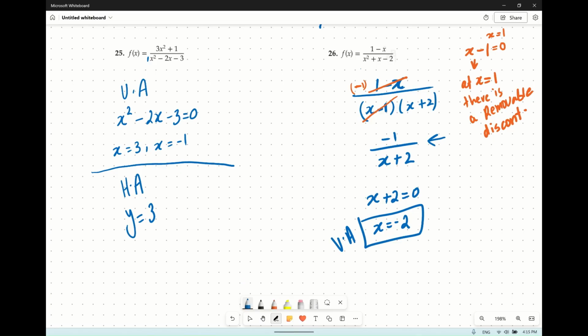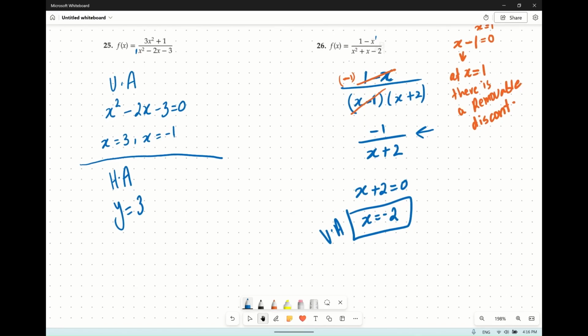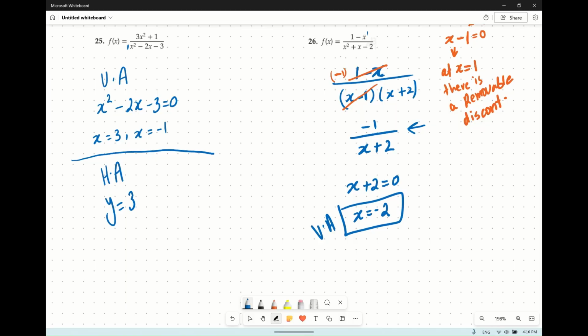Okay, now we need to find the horizontal asymptote. Now we can go back to the degrees because this is polynomial over polynomial. Degree here is 1, degree here is 2. The denominator has a higher degree, so this means there is a horizontal asymptote at 0. So horizontal asymptote at y equals 0.